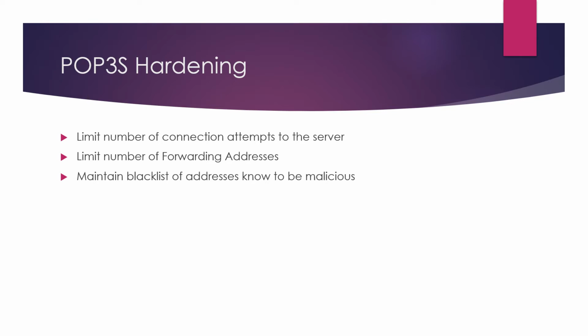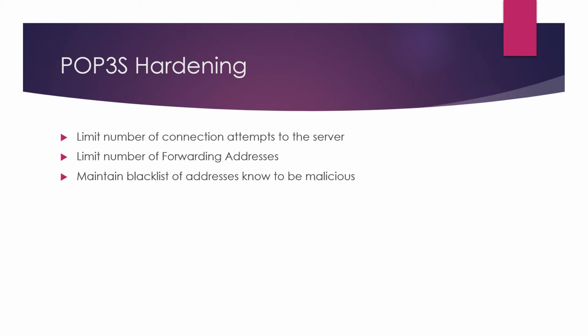The first one is you're going to want to limit the number of connection attempts to the server to help mitigate the risk of DoS attacks or distributed DoS attacks. And to do this, you're going to want to do it while you're configuring the mail server. While you're doing that, you'll set a limit on the connection attempts to the server itself.